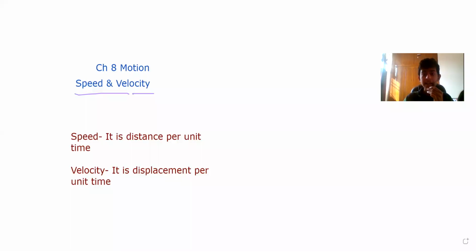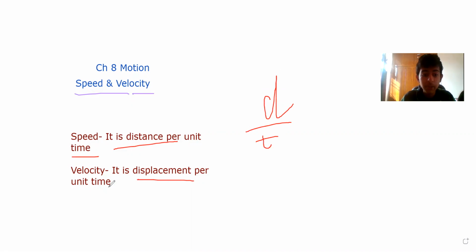So let's get started. Let's try to understand what distance is, what speed is, and what velocity is. Speed is distance per unit time, that means distance upon time. This is the formula of speed. Whereas velocity is displacement per unit time, so the formula is S upon T. That means it is distance per unit time for speed, and displacement per unit time for velocity. In this much time, how much distance has been covered; in this much time, how much displacement has been covered.